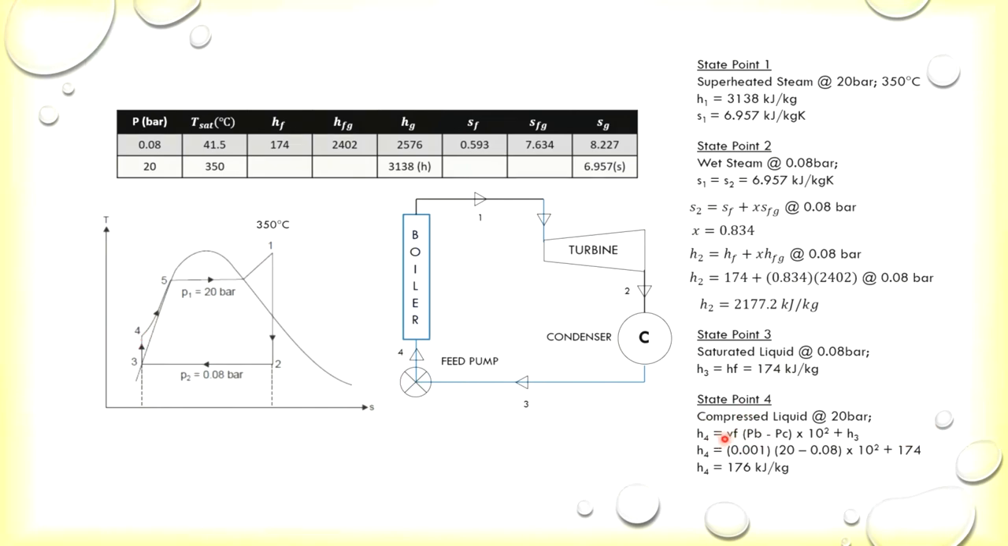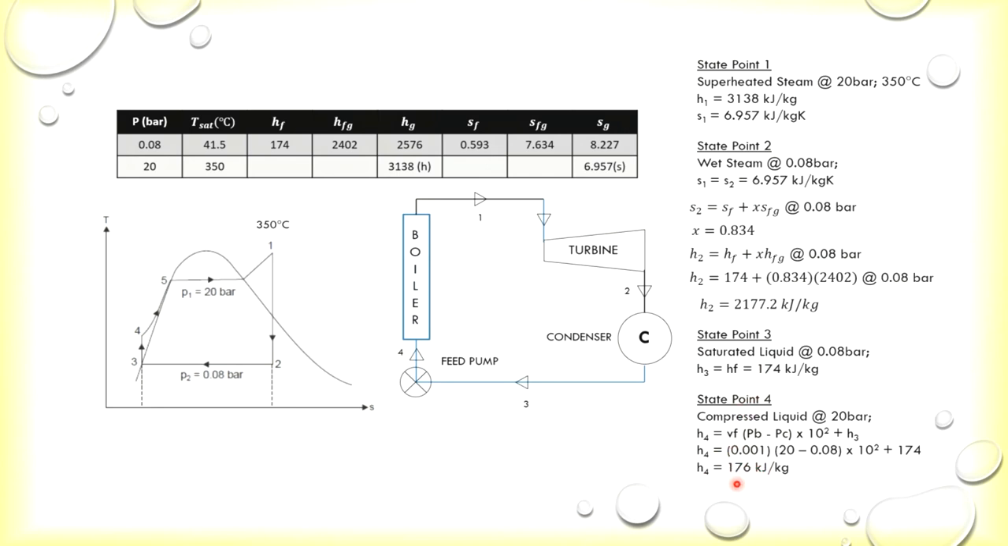Again, you can use the formula that I've shown you just now. H4 minus H3 is your work input, which equals VF times (PB, boiler pressure, minus condenser pressure) times 10 to the power of 2. Why times 10 to the power of 2? Because if these are in bars, then you times 10 to the power of 2 to convert it to kilo. So 0.001 is your VF, and 174 is your HF at point 3. So you got 176 for H4.